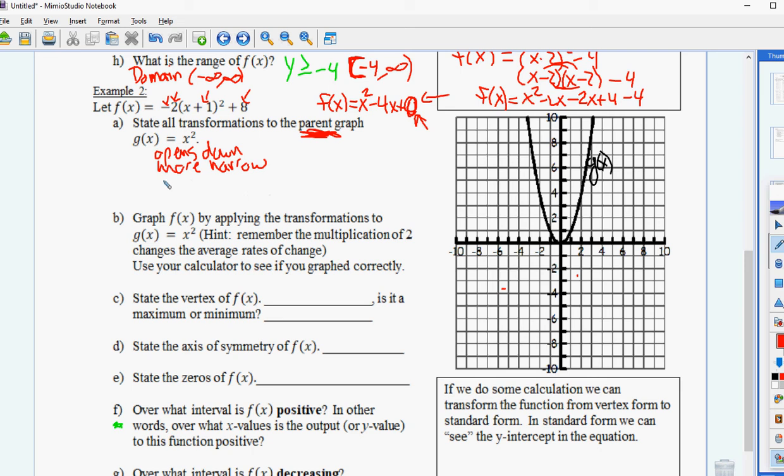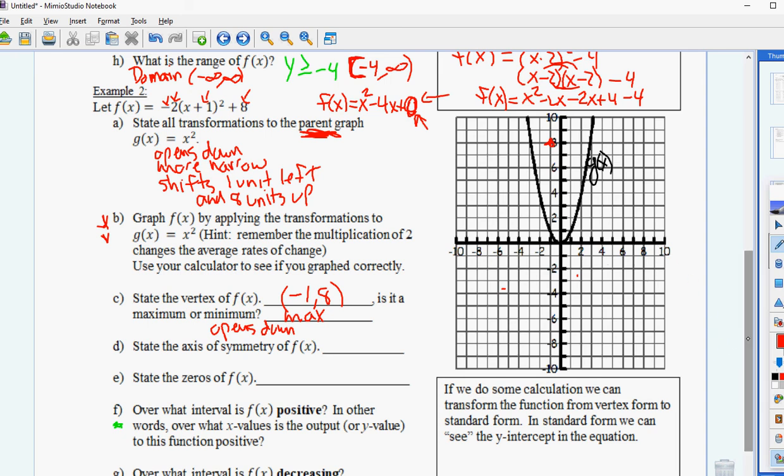Shifts 1 unit left, and 8 units up, which means the vertex is at negative 1, 8. I'm going to plot that. I know without graphing it that it's going to be a maximum because the parabola opens down. But let's do B without our calculator, using the information that we know.